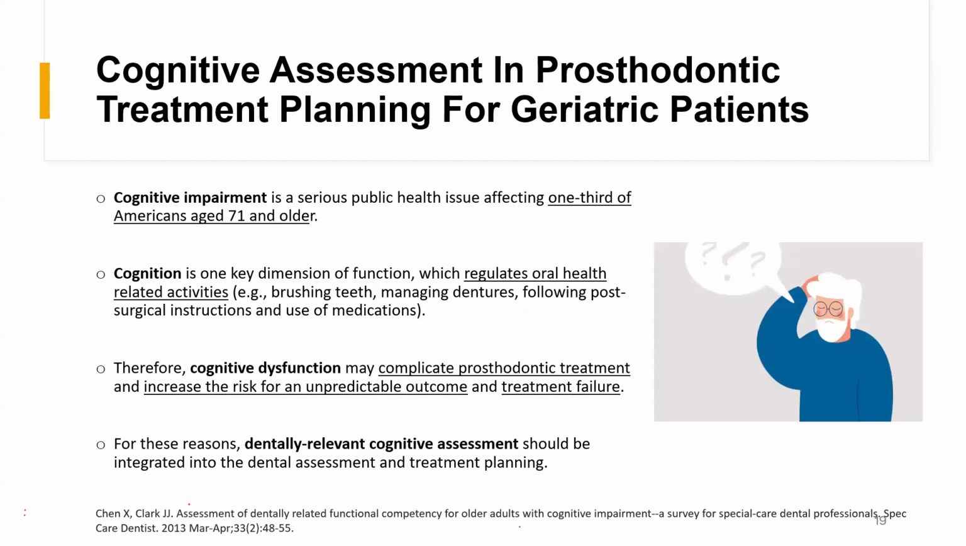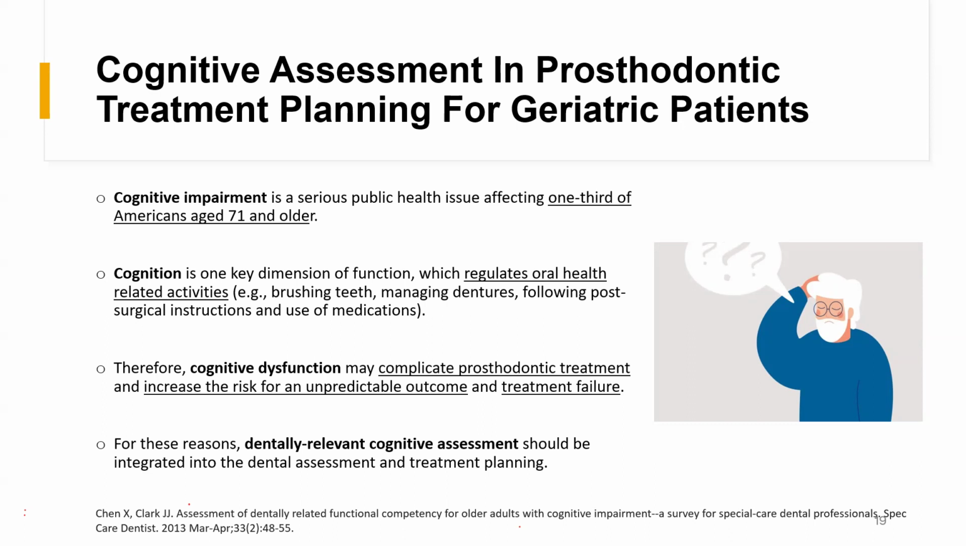Now, cognitive assessment in prosthodontic treatment planning for geriatric patients. Cognitive dysfunction is a serious public health issue affecting one third of Americans aged 71 years and older. Cognition in general is a critical dimension of function that usually regulates oral health related activities such as toothbrushing, managing dentures, following post-surgical instructions, and using medications. So cognition is the patient's perception process, okay?